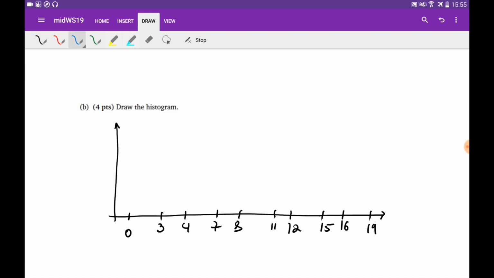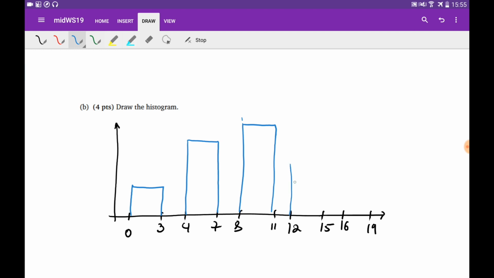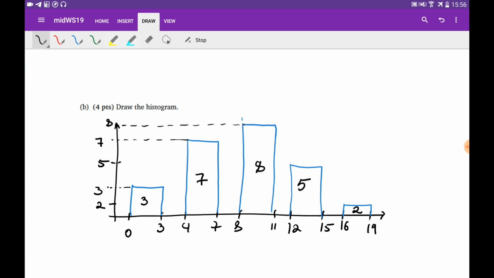So now we need to draw the height of the classes correspondingly. The height of the first class is equal to 3. The height of the second one is 7. The height of the third one is 8. The height of the fourth class is equal to 5. And the height of the last class is equal to 2. So it is necessary to indicate the heights as well here.